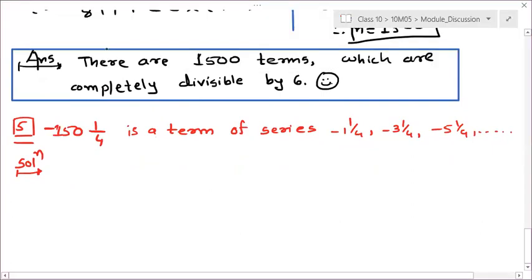Right, first I just need to find n. If any such n is possible, then yes, it is the nth term of the series. If no such n is possible, then it is not. Right, so here first let us write this series. Who will tell me what a is over here? First term. Who will tell me the first term?